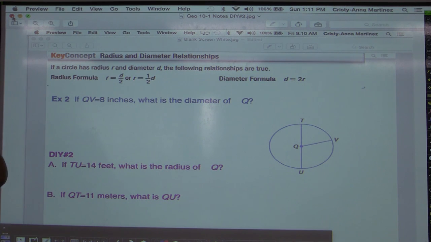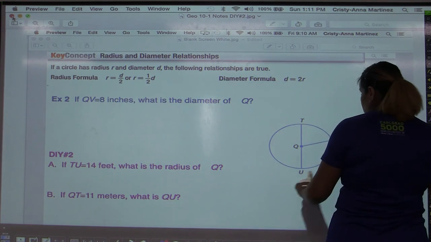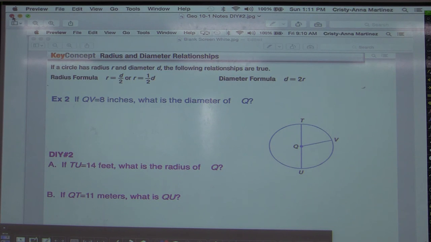And our next key concept is about radius and diameter relationships. By definition, the distance from the center of a circle to any point on the circle is always the same. We talked about that. So all the radii are the same, and so all radii are congruent. That means that a diameter is composed of two radii. We talked about how one diameter has two radii in it and it's collinear. That means that all diameters of a circle are also congruent.